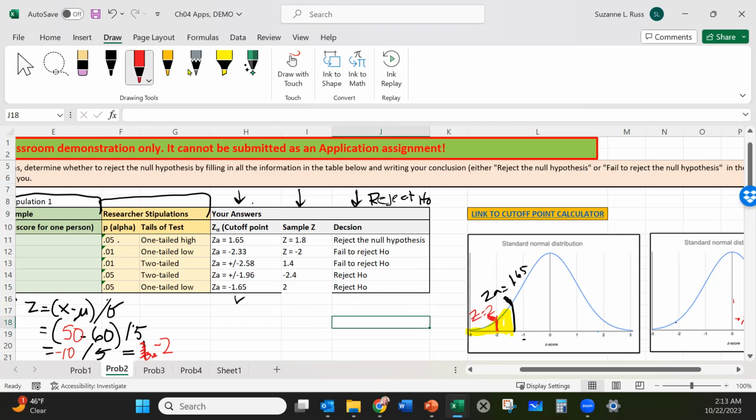So I hope you benefited from this demonstration of how to solve these, make these decisions using both calculating by hand and using Excel.